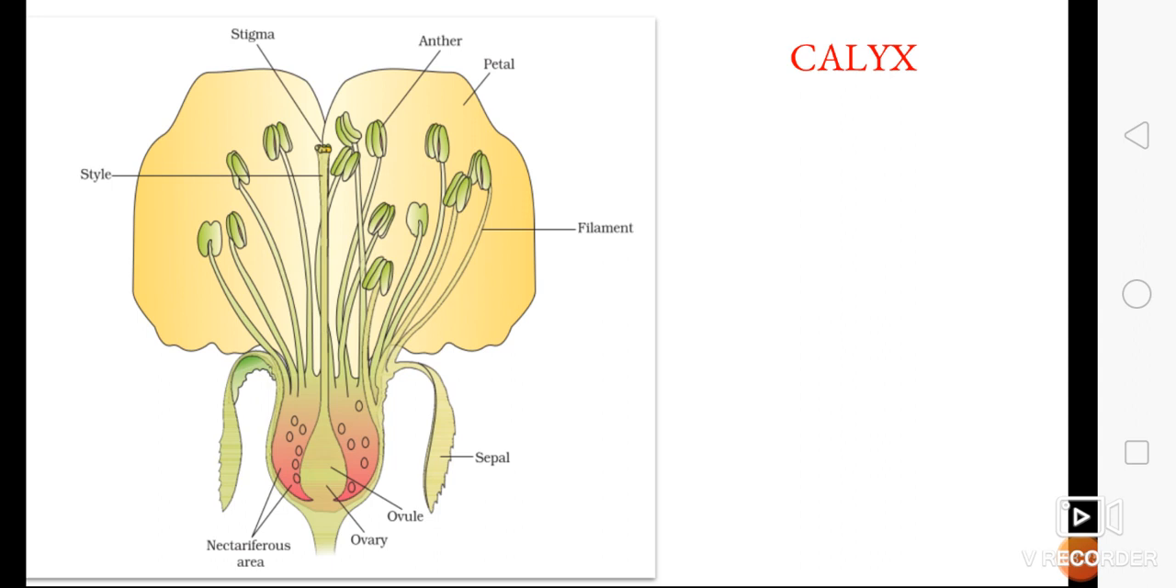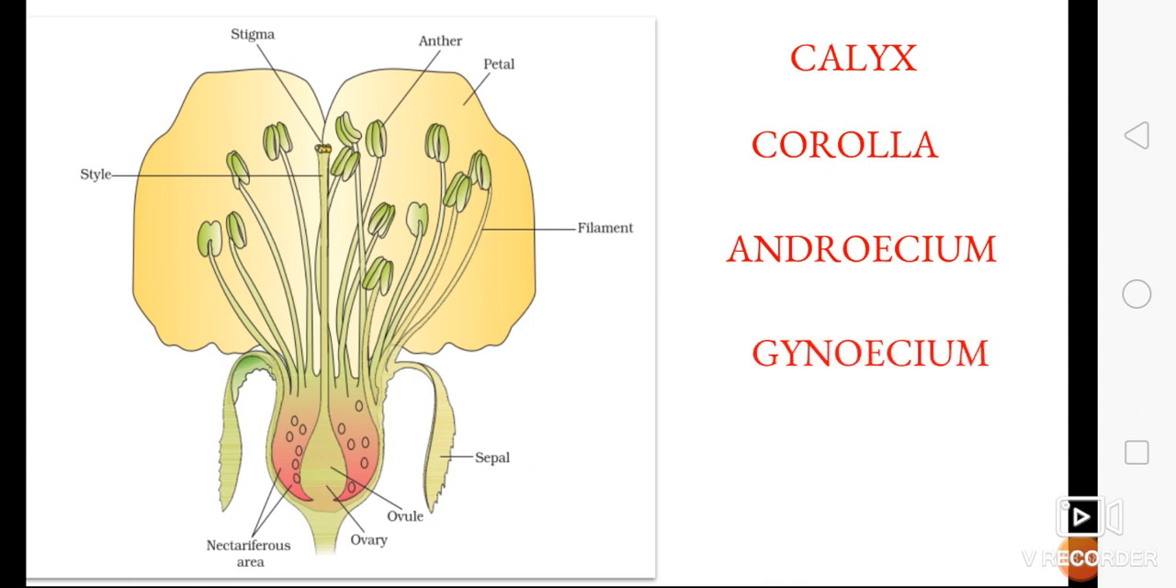Then second whorl is corolla. In the diagram, it is shown in the form of petal. Petal means member in corolla. Third whorl is androecium. It is formed of many stamen. And the innermost whorl is gynoecium. Gynoecium is formed of many members known as carpels.